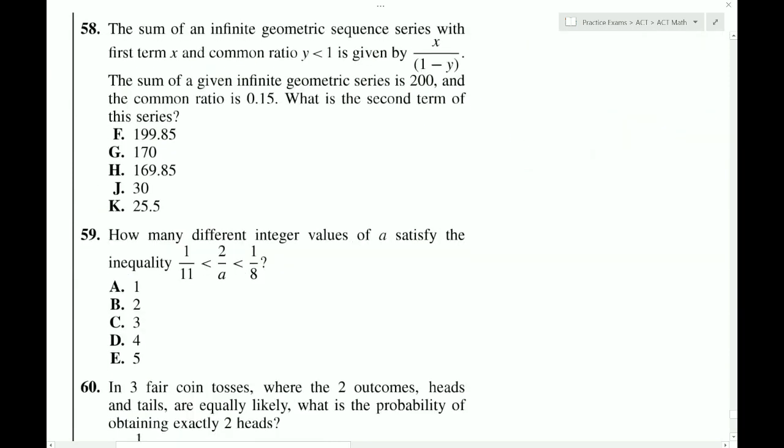The sum of an infinite geometric series with first term x and common ratio y is given by this. The sum equals x over 1 minus y. The sum of the given infinite geometric series is 200, so we can plug that in for the sum. And the common ratio, which is represented by the letter y, is equal to 0.15, so we can plug that in for y. And we still don't know x. What is the second term of the series? That's kind of cruel of them to do, but they're not asking for x, they're asking for the second term. But anyway, we have to start by solving for x.